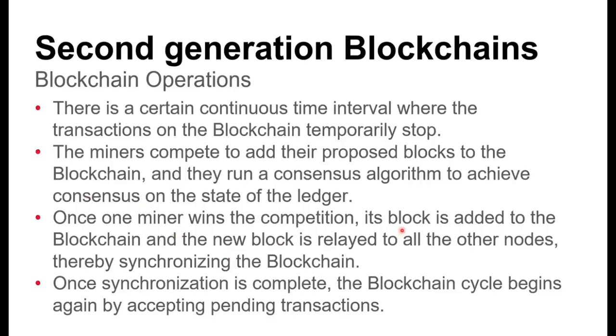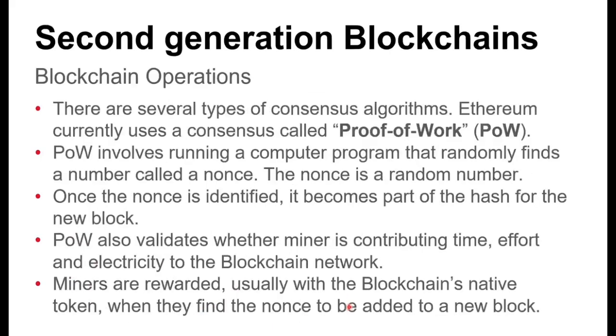So once a miner wins a competition, which is currently proof of work, the block is added to the blockchain, and then that new block is relayed to all the other nodes, thereby synchronizing the blockchain. And once the synchronization is complete, the cycle begins again. There are several types of consensus algorithms. Proof of work is currently what Ethereum is using. However, Ethereum 2 is moving toward something called proof of stake.